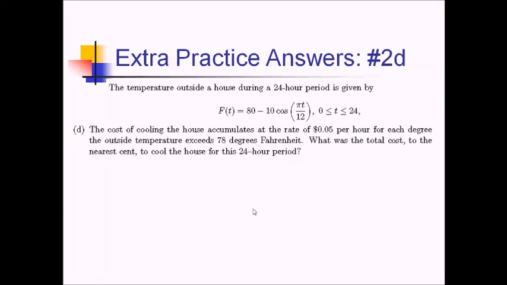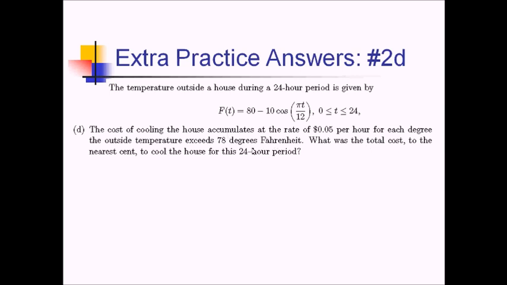For the last part of this problem, we've got kind of a real-life application of all this stuff. The cost of cooling the house accumulates at the rate of $0.05 per hour, so 5 cents an hour, for each degree the outside temperature exceeds 78 degrees Fahrenheit. We want the total cost to cool the house over the 24-hour period.